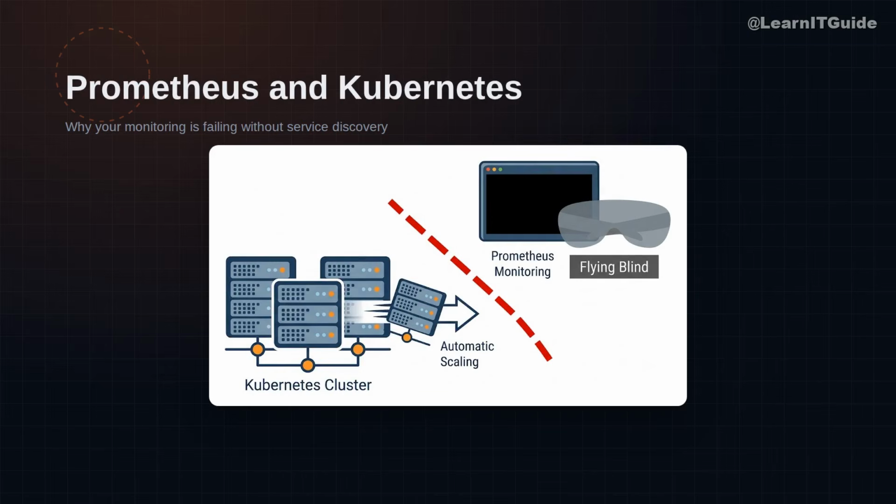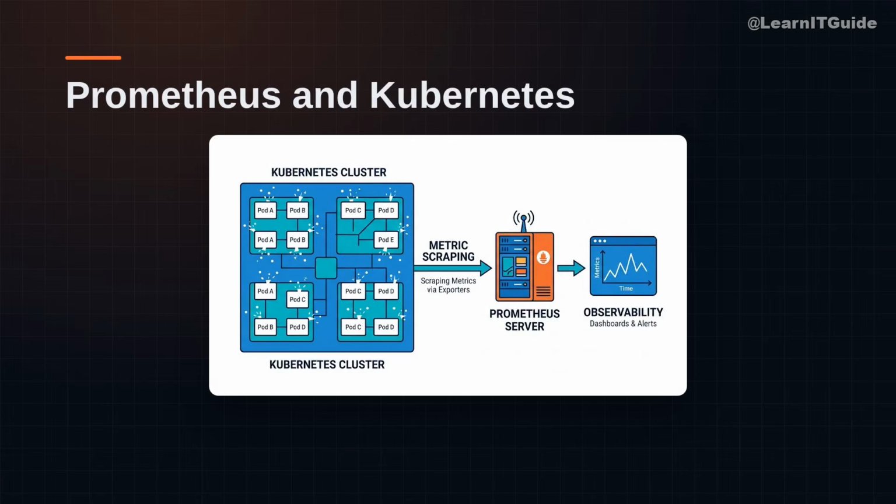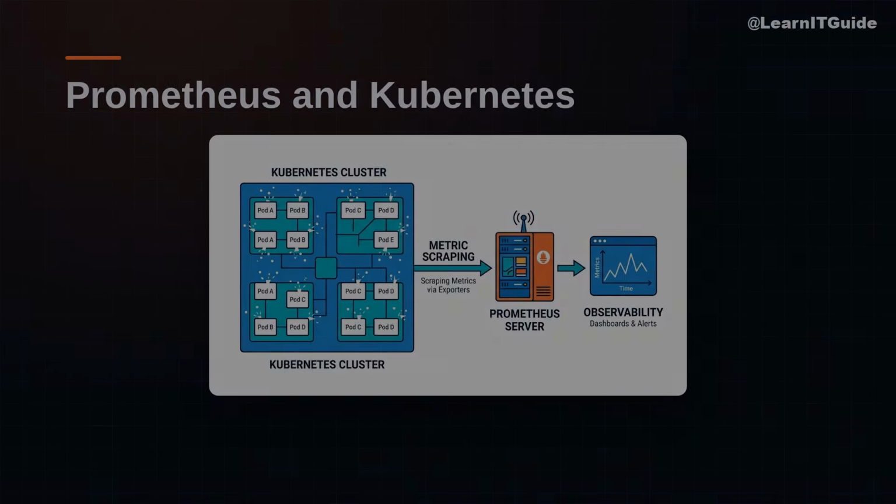Hey everyone, welcome back. In this video, I'm going to explain how Prometheus works with Kubernetes. I have seen this take down production systems because when your monitoring is not correctly tied to your orchestration layer, you are effectively flying blind while your infrastructure scales automatically beneath you. Let us break down the architecture that powers observability for the world's largest containerized clusters.